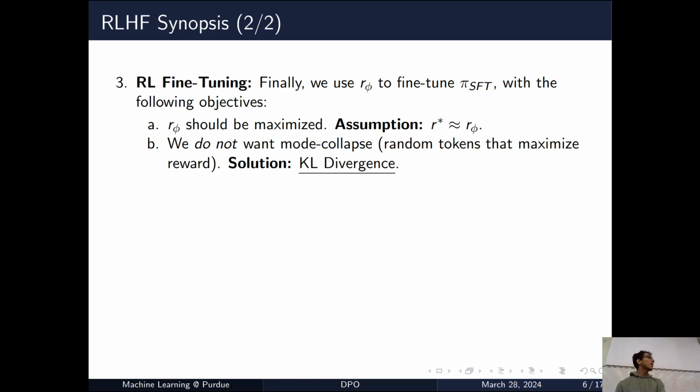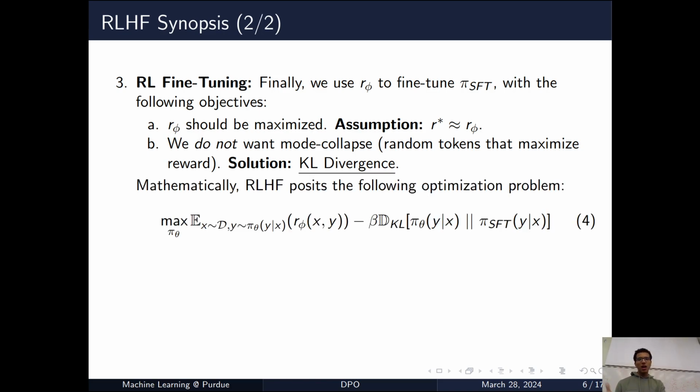So the solution for that is KL divergence, and this sets up this min-max problem where we want to maximize the expectation of x sample from the data set and y sample from the parameterized model, which is pi sub theta. And this allows us to get this reward function, which we want to maximize, and we want to minimize the amount of KL divergence that we have from the fine-tuned model pi sub theta, which we are training for, versus pi sub SFT, which is the original supervised fine-tuned model.